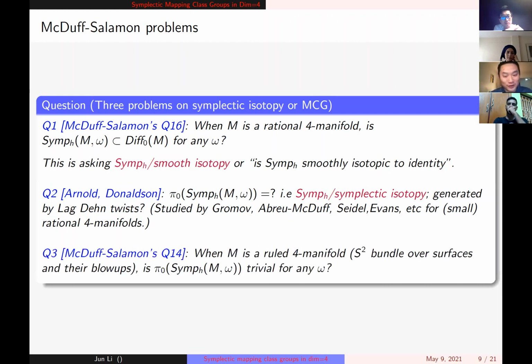So question number 3, we are going to ask a similar question for the close relatives, which is a ruled form manifold, which is blow up of sphere bundles over genus J surfaces. Whether this group is trivial or not for any omega. Those are the specific questions we are trying to address for today.